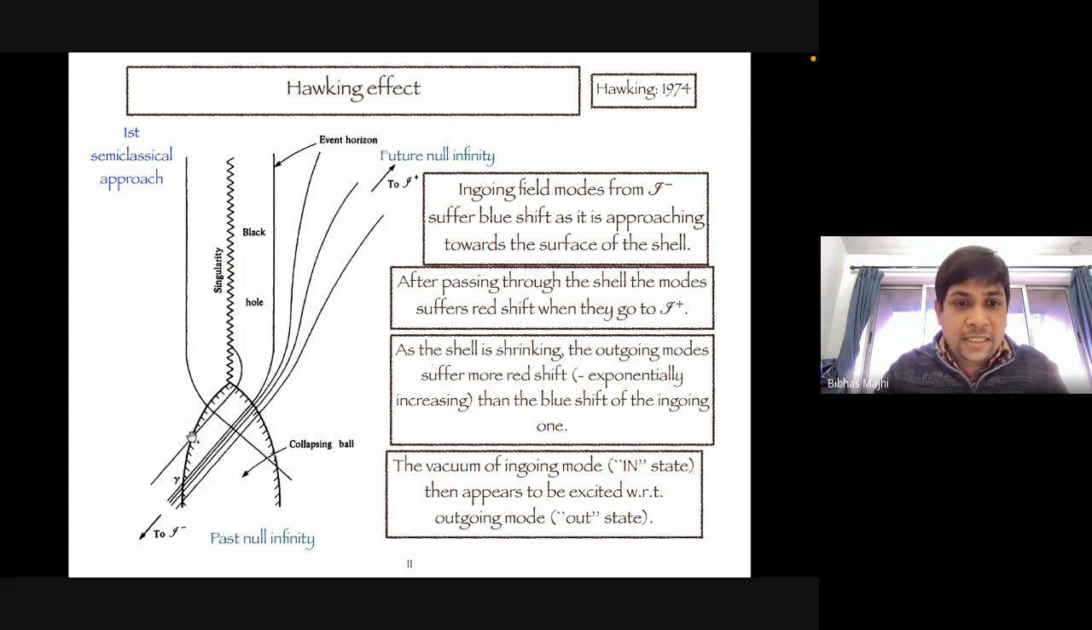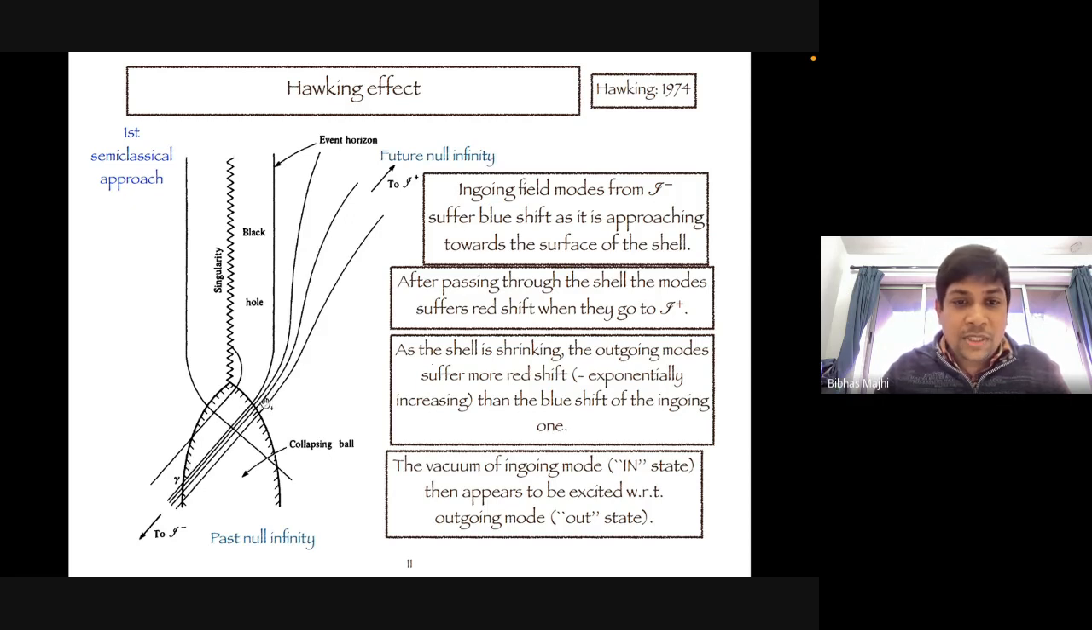So what he did is he took a collapsing shell space-time, and at past infinity you solve your scalar field and you find the modes. At past null infinity, you have the modes, and those modes are approaching towards the collapsing shell. When they are approaching, they will suffer blue shift; their frequency will be blue shifted. When those incoming modes pass through the collapsing shell and come out, they will suffer red shift.